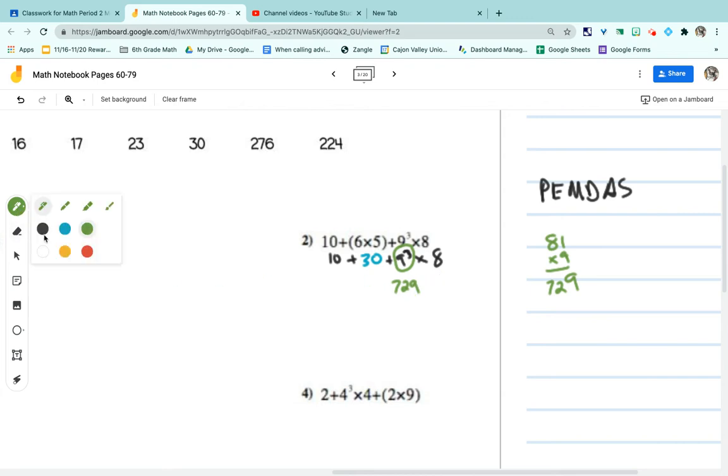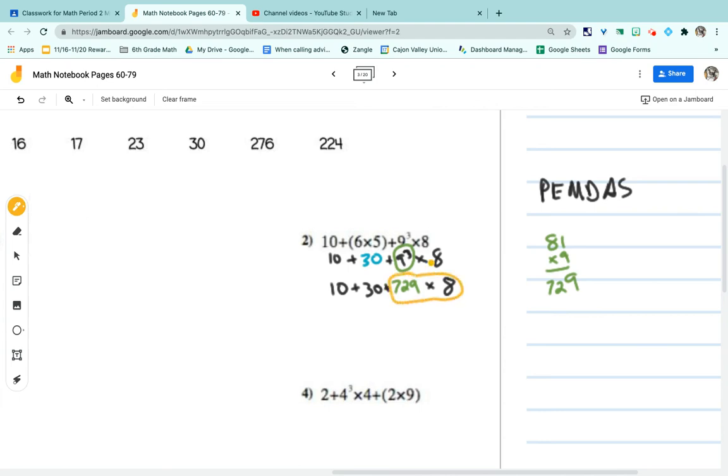Okay, and so let's put all the other numbers here. We got 10 plus 30 plus 729 times 8. All right, so the next step, we did the parentheses, we did exponents. Next, we're doing multiplication and division. Okay, so I only see one multiplication problem here, 729 times 8. So that's what we're going to do next, 729 times 8.